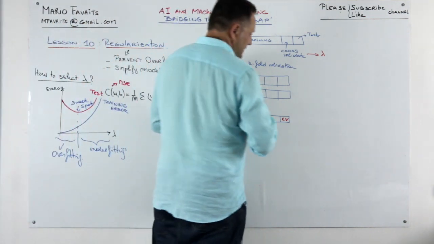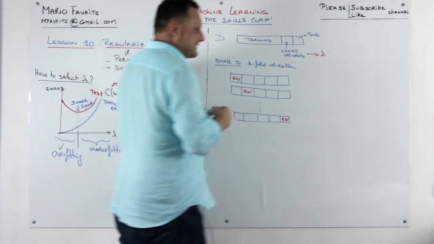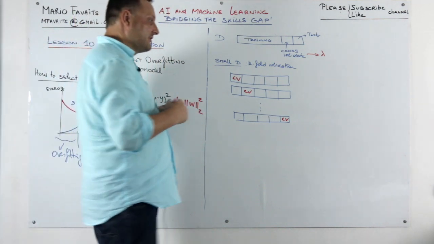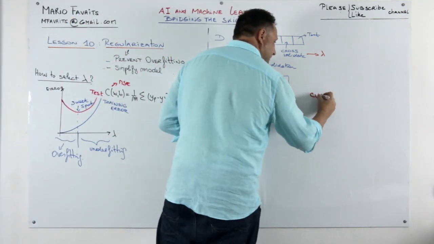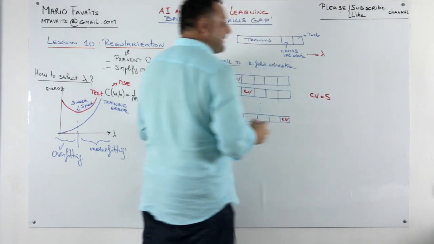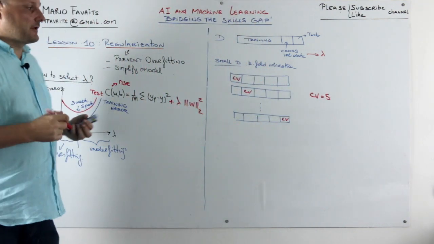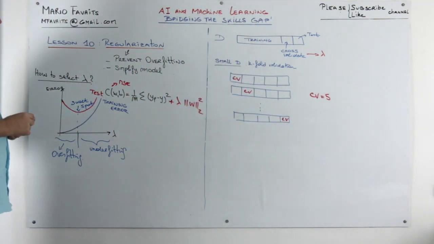So you will see this in some of the algorithms. There is a parameter called cross-validation equals to 5. 5 is a typical number that is used.